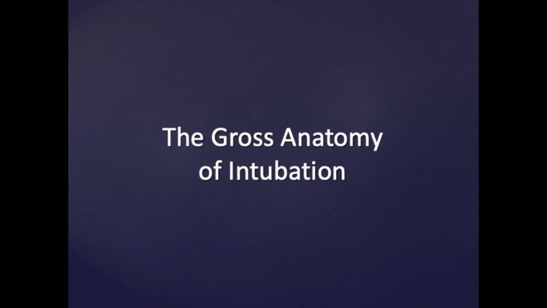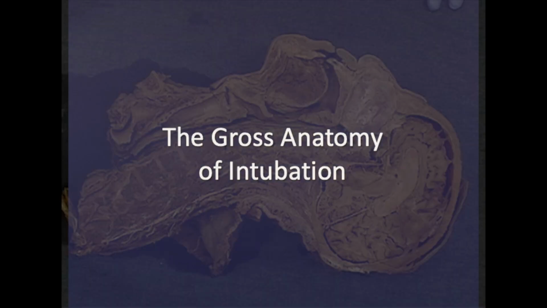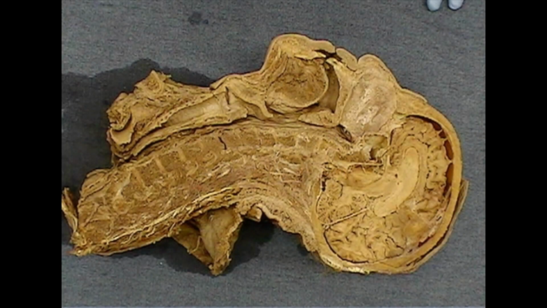To demonstrate the correct placement of the endotracheal tube, let's examine the gross anatomy of the pharynx and the larynx in a bisected cadaver. Today's lesson will be on the anatomy of intubation. So let's orient ourselves. This is a bisection of the head and neck.